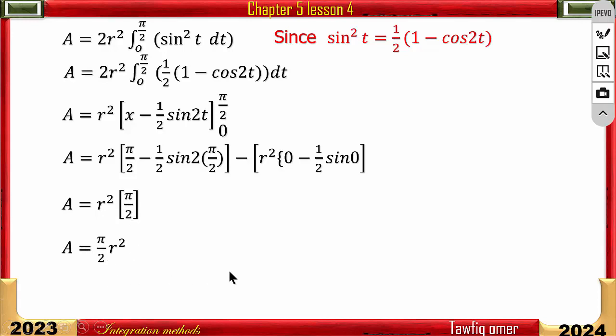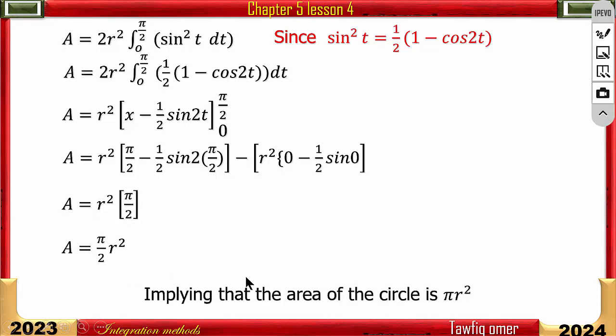So it is pi over 2 r squared. This is the area of the semicircle, as you know that the area of the circle is pi r squared.